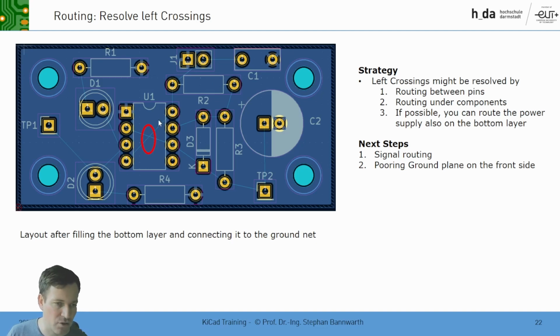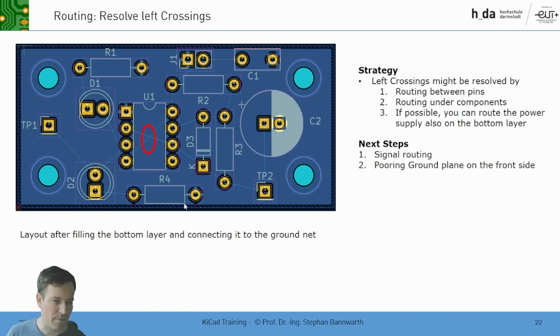So that's not really an issue to make this routing on the bottom side, but that's what we're going to do in this case. And then we have to connect pin 2 and 6 together, and this we can do on the front side. So we have connected these two pins. We have resolved the crossing.